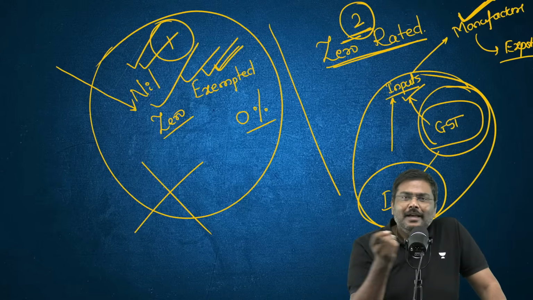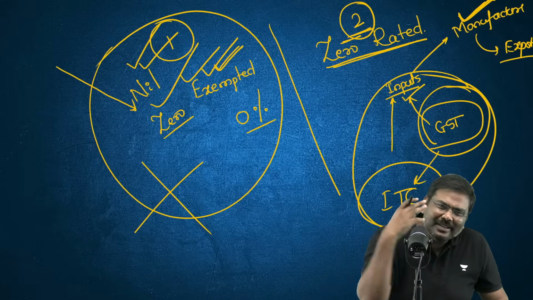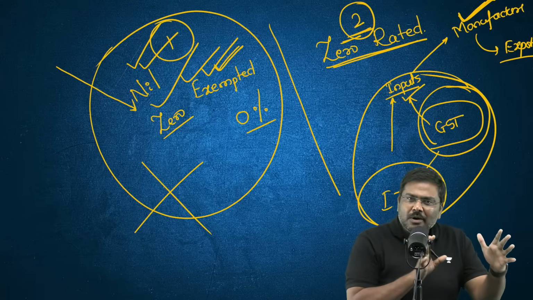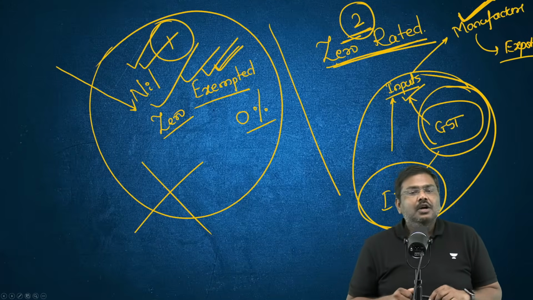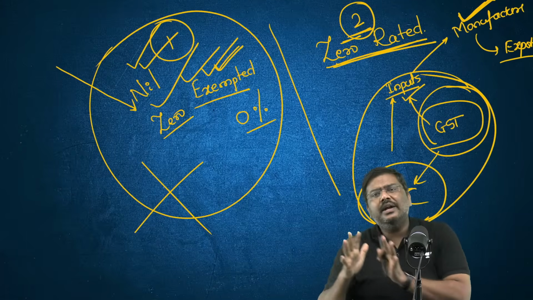Listen carefully. Insurance, I started with that only. Is it not an example? I'm talking with an example only, but you're not listening carefully. So everybody is able to understand the difference between exempted and zero rated? Do let me know. Everybody is okay with the difference between exempted and zero rated.